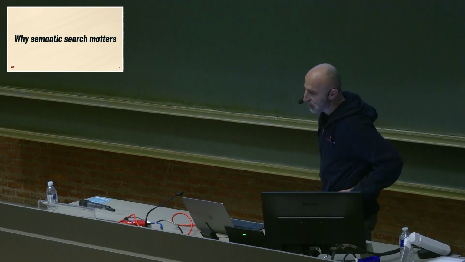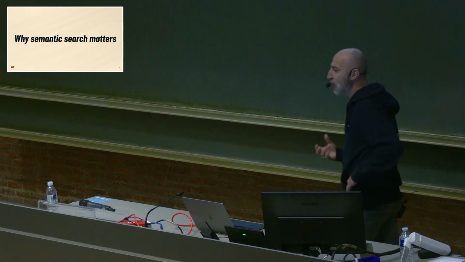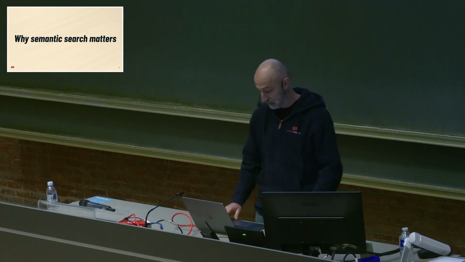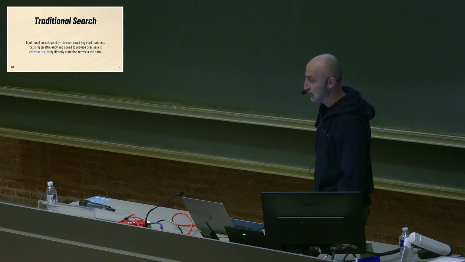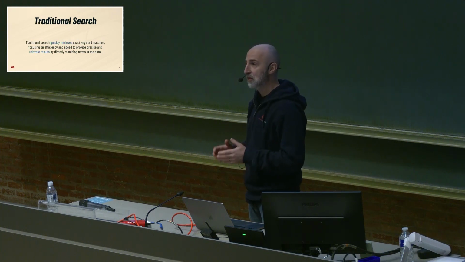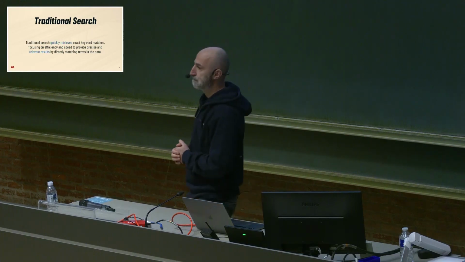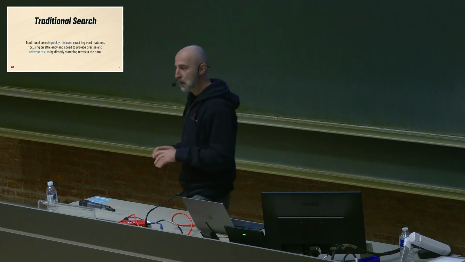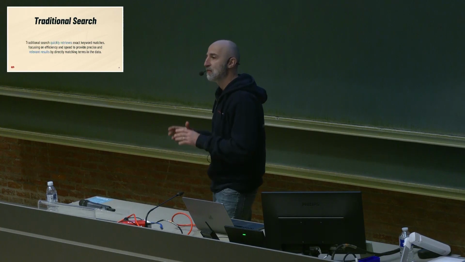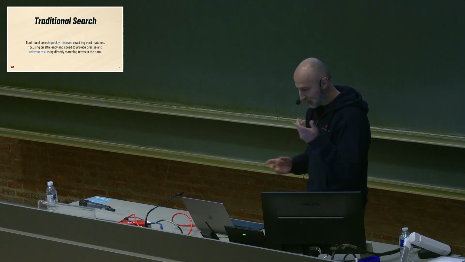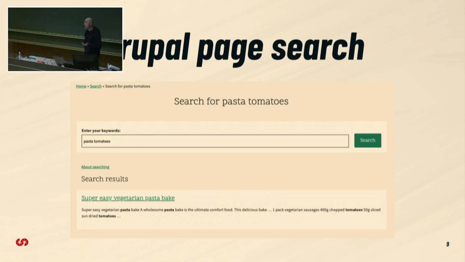So to understand the true power of semantic search, we have to start at the beginning and talk about traditional search. Its strength is speed, because it quickly finds exact matches between the keywords you type and the indexed contents. And it's pretty much how the Drupal search module works.